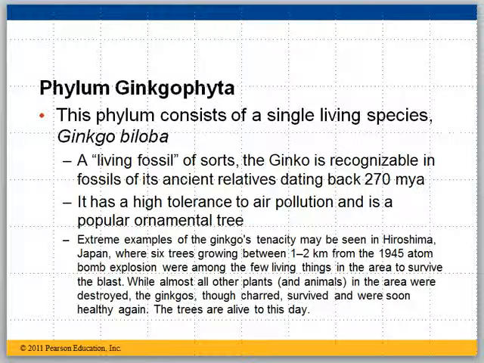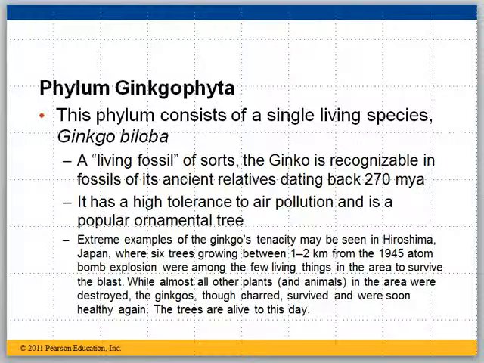There were very few living things within 1 to 2 kilometers of the bomb explosion, and pretty much all other plants and animals were wiped out. But these 6 ginkgo biloba trees, although they were very heavily damaged and burned and charred, they actually survived and were soon healthy, and they are still alive to this day. So there are 6 trees in the Hiroshima area that actually survived the atomic blast of 1945. So that's a pretty tough tree, tough living creature there.